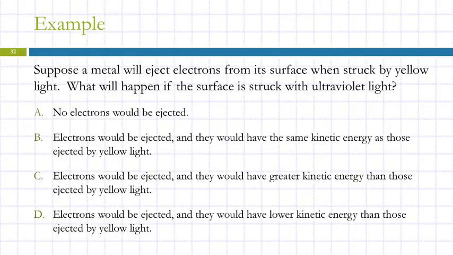So suppose a metal will eject electrons from its surface when struck by yellow light. What will happen if the surface is struck with ultraviolet light? Well, we first have to figure out which has more energy. So ROYGBIV, which end of this is high energy? The violet, because ultraviolet gives me a sunburn. So this is high energy. So which is higher in energy, yellow light or ultraviolet? Ultraviolet. So the ultraviolet is higher energy than the yellow light.